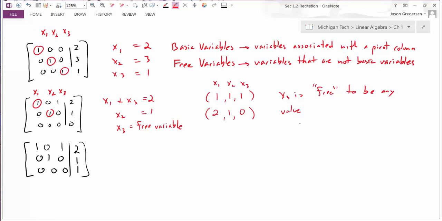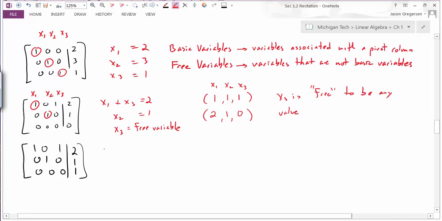So the pivot columns are marking my basic variables. And if I have a column that's not a pivot column, those are identifying my free variables. And if we look at this case, we might want to assume that if we have free variables, then we must have infinitely many solutions. But before we draw that conclusion, let's look at our next example.